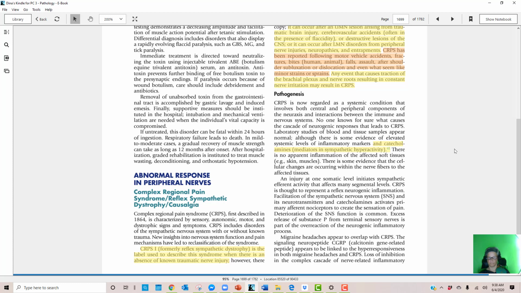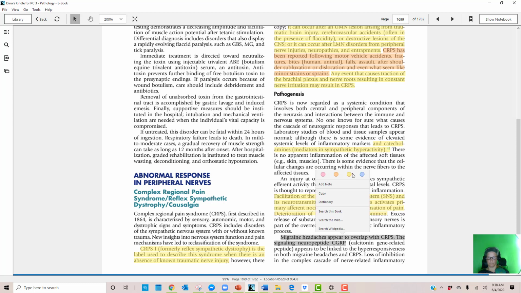catecholamines activates primary efferent nociceptors to create the sensation of pain. Deterioration of the SNS function is common. Excess release of substance P from terminal sensory nerves is part of the overreaction of the neurogenic inflammatory process. Migraine headaches appear to overlap with CRPS. The signaling neuropeptide CGRP, calcitonin gene-related peptide, appears to be linked to the hyperresponsiveness in both migraine headaches and CRPS.